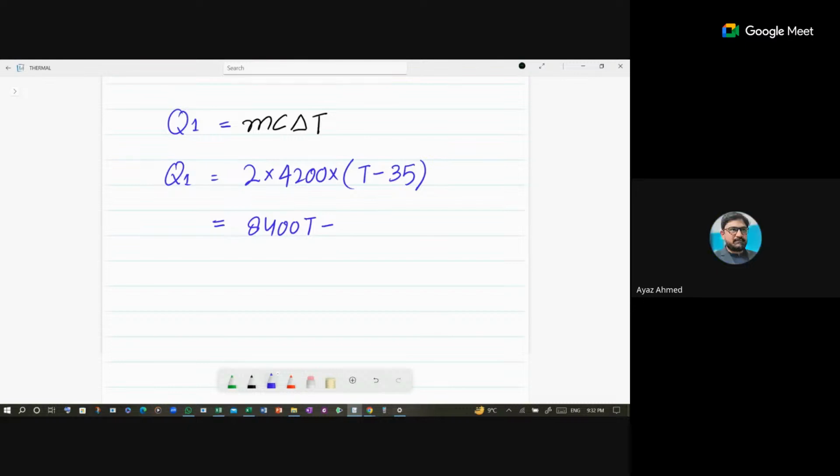Sir, explain this T minus 35 again. T is the final temperature and 35 is the initial temperature. Okay? Look, what is change in temperature? T final minus T initial. I mean T2 minus T1, that is delta T. So I just put T2 as the unknown temperature, I do not know that, and T1 is 35. Yes, Hassan, what is the value? 8400 multiplied by 35.